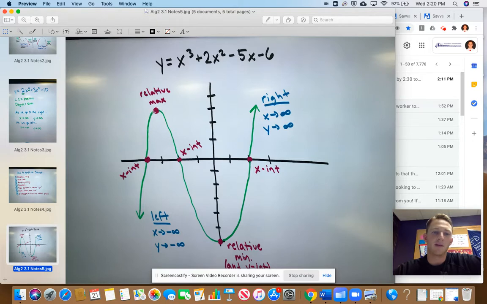This is a relative maximum. Same thing down here. We go down, down, down, up, up, up. Right here, kind of looks like a vertex. This would be a relative minimum. These are turning points. And then as we can see, we have a positive leading coefficient and an odd exponent. So as x goes to the right, y goes up. And as x goes to the left, y goes down.